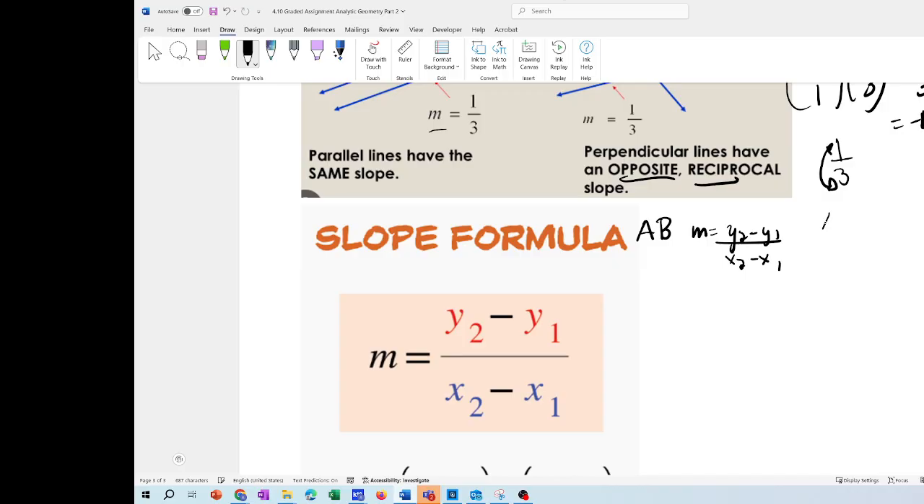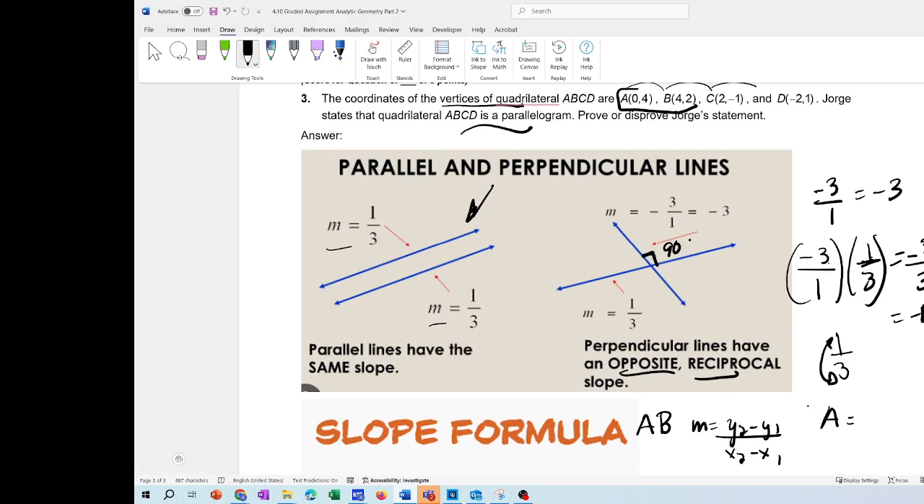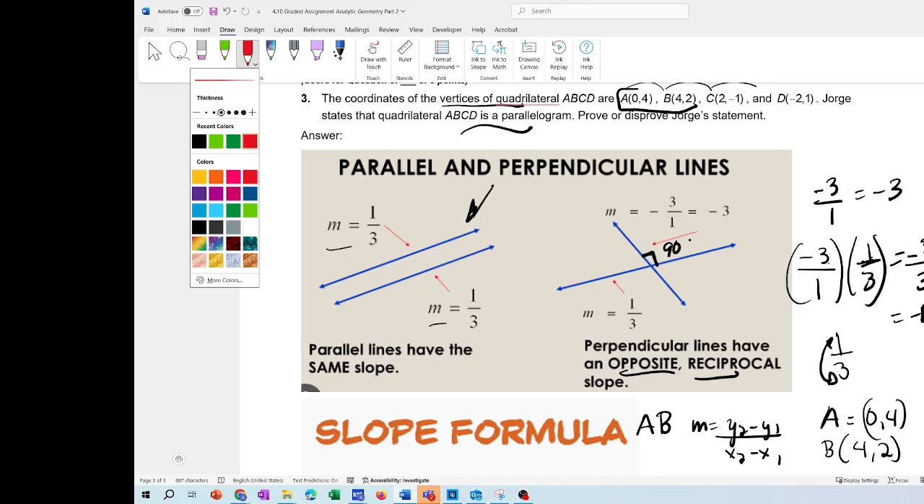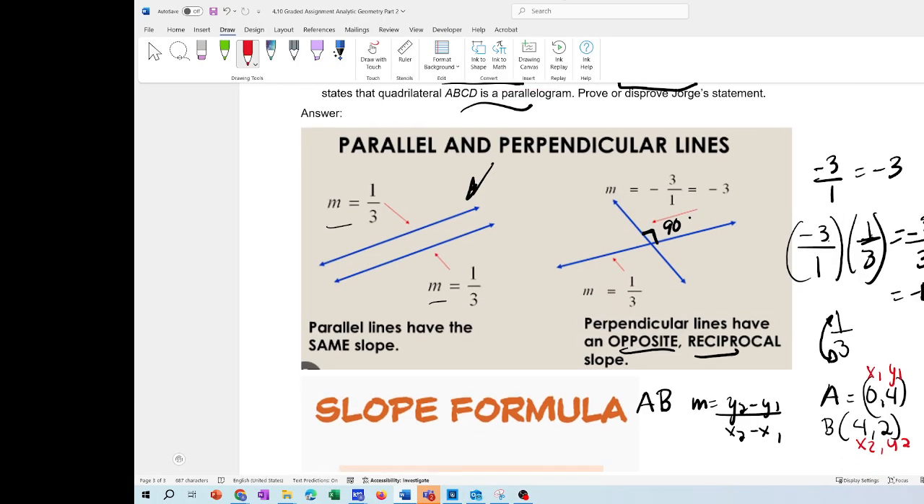So I need the coordinates, right? I'm going to go back. A is 0, 4, and then B is 4, 2. Okay, so I got my points. I'm going to label which one is my first point, which one is my second point. A is x1, y1, and 4, 2 is x2, y2, because it's my second point. And then it's much easier to substitute once you label.